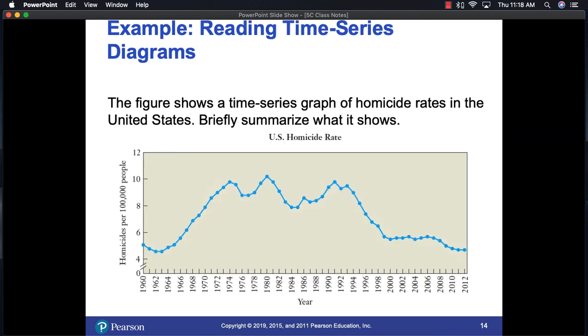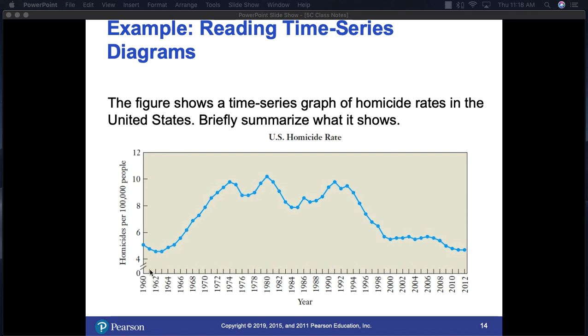Here's another type of line chart. This is called a time series diagram. As I mentioned, I don't really emphasize these as much, but they are very useful. So I'd like to discuss this data we see right here. Notice that this one's talking about homicide rates in the United States over the years.